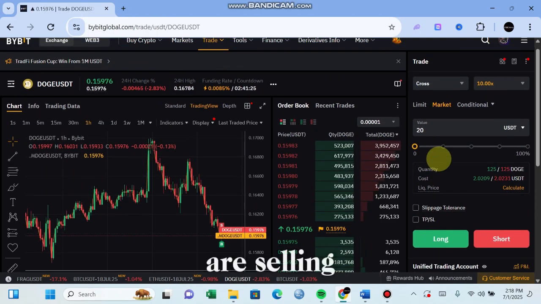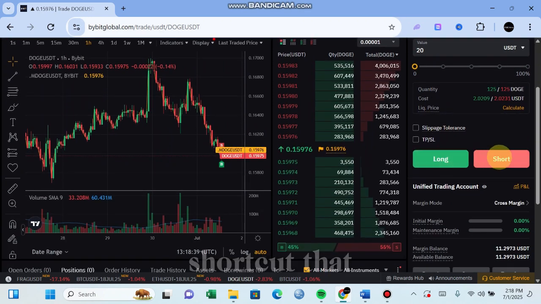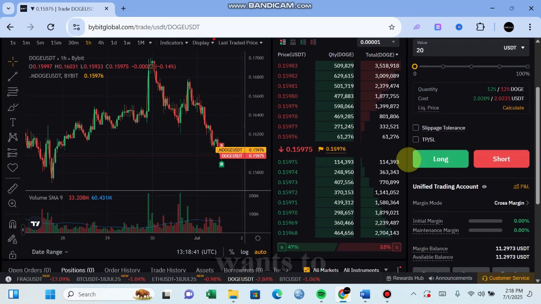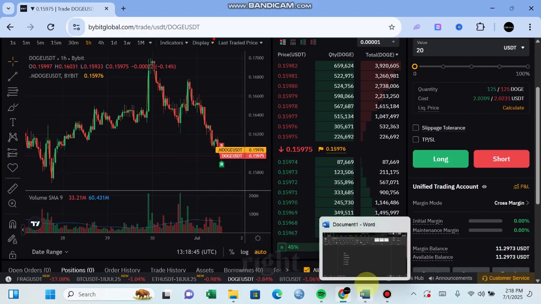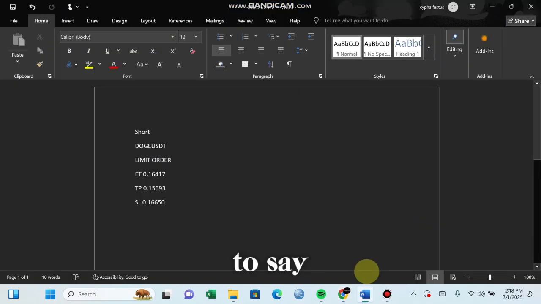Now if you are selling, all you need to do is to click on short, meaning that you feel that the coin wants to go down. So I'm going to give you guys a risk signal, right? So just like I said, to make use of futures trading, you need to know technical analysis. Right now as a beginner, getting to know technical analysis is going to take a while.